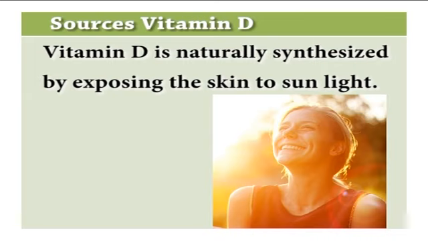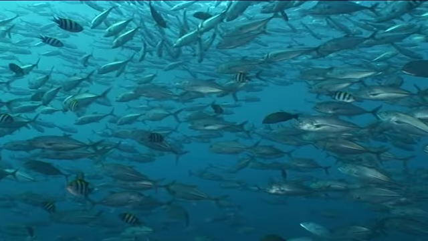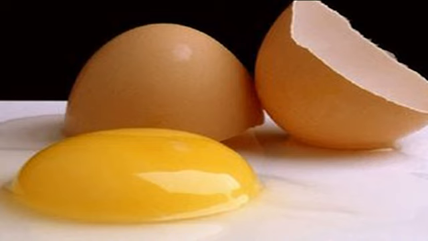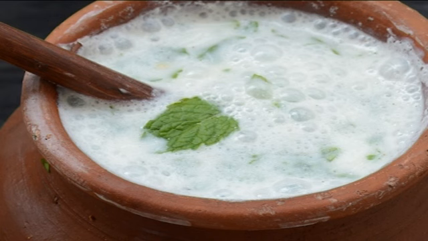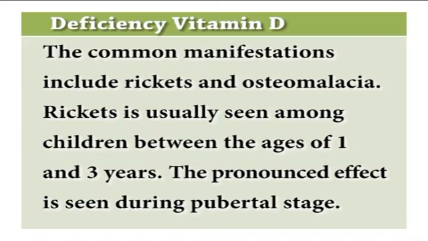So, let's learn about the sources of vitamin D. Vitamin D is naturally synthesized by exposing the skin to sunlight. Most foods have a negligible amount of vitamin D. Marine fishes are good sources. Egg yolk and buttermilk are poor sources. Cod liver oil is one of the richest sources, having the highest concentration of 1 lakh international units per 100 gram of vitamin D.